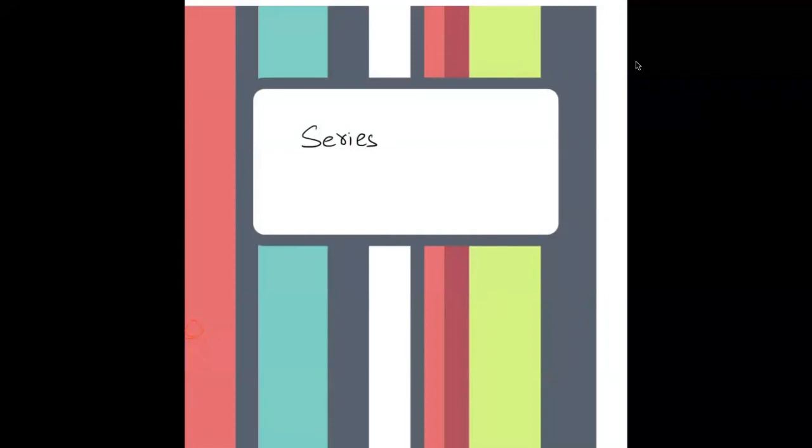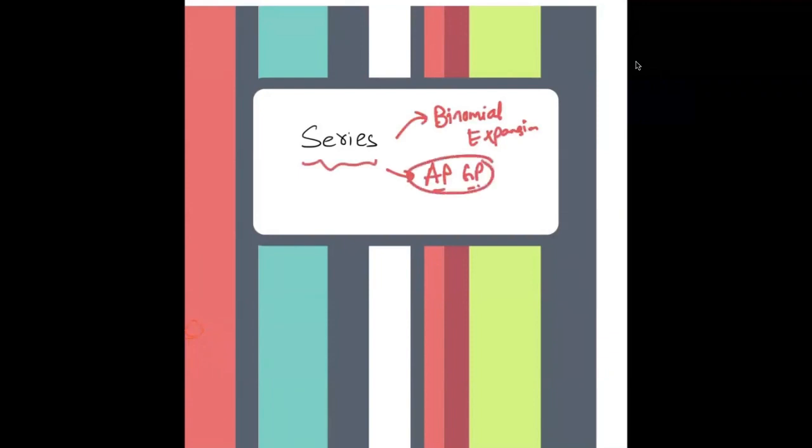So we are starting a new topic now, that is series. In this topic, we are going to be looking at three subtopics, that is binomial expansion. The other is arithmetic and geometric progression. Okay. So these are the progressions that we are going to be discussing in the same chapter. But for today's class, we are starting with binomial expansion.